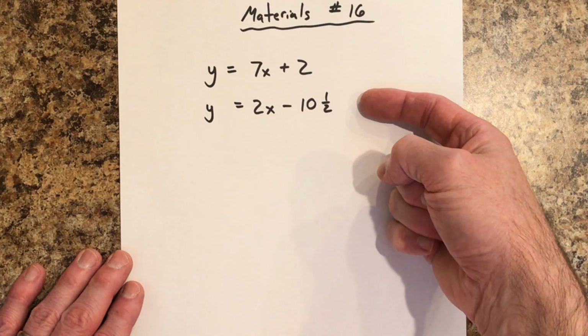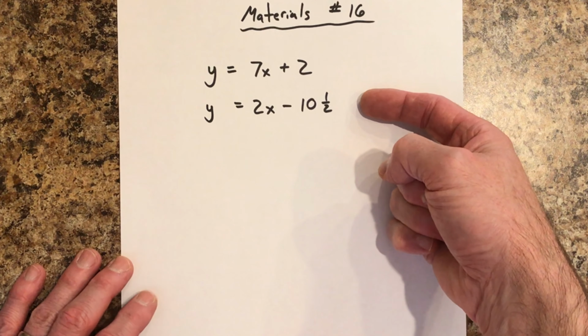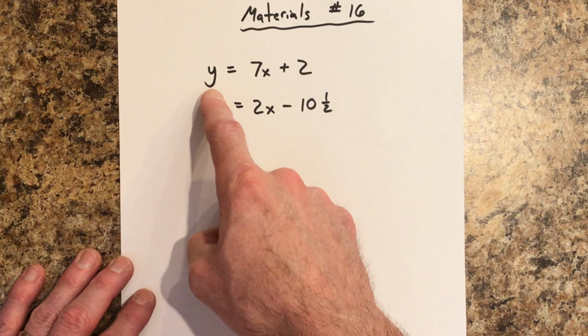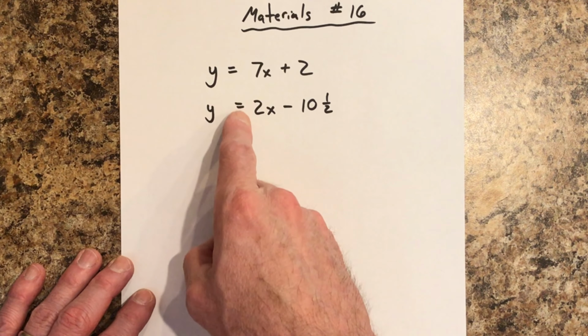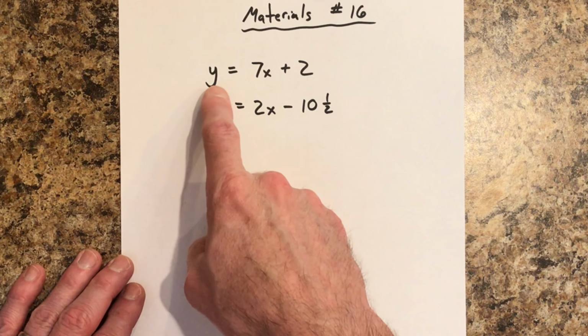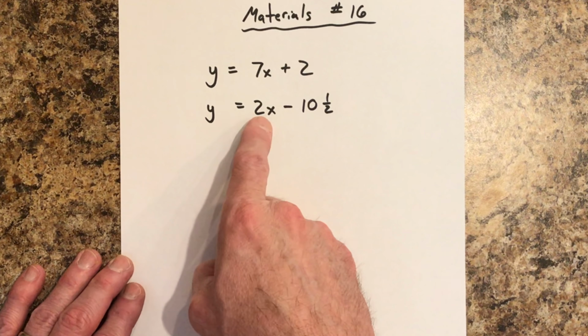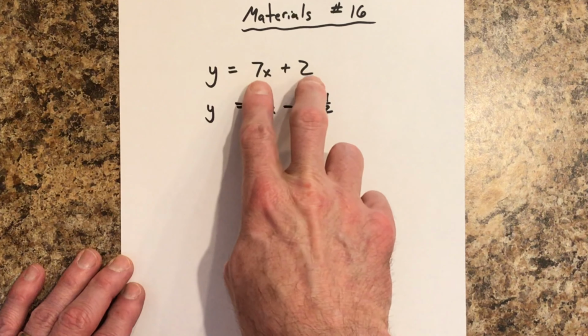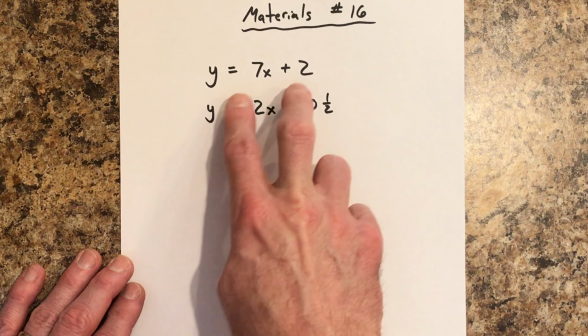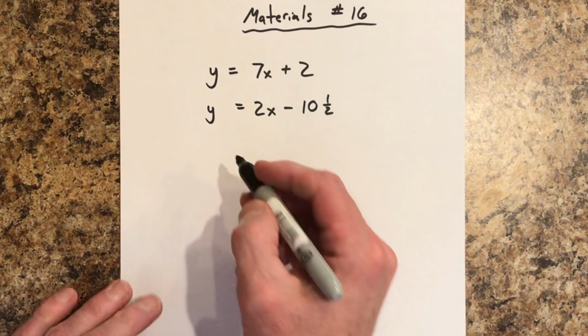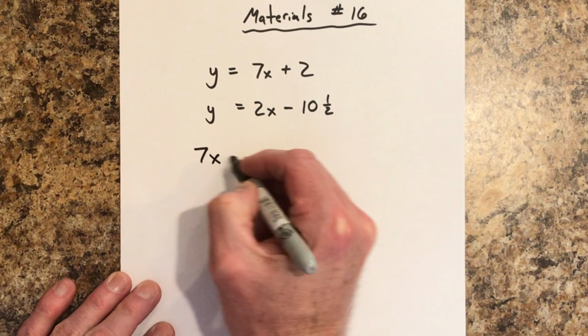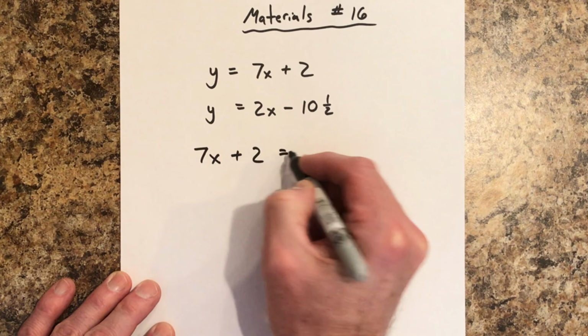Solving without using graphs, we realize that both of these say y equals. So if we ask when are these two equations the same, since this equals y and this equals y, we can replace the y with 7x plus 2. In other words, we can set the two equations equal to each other.